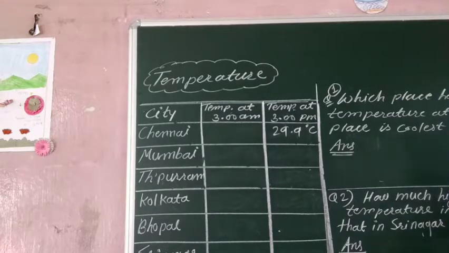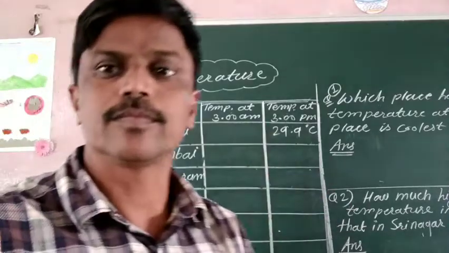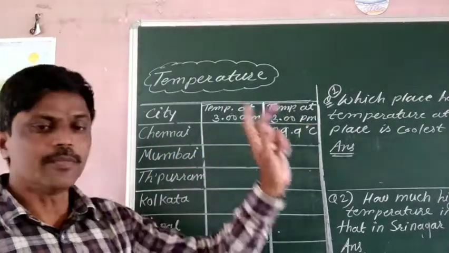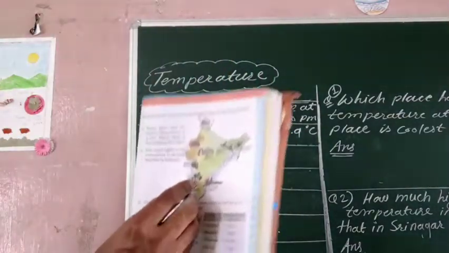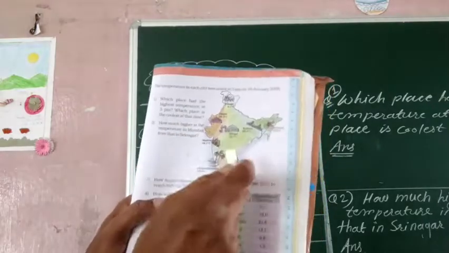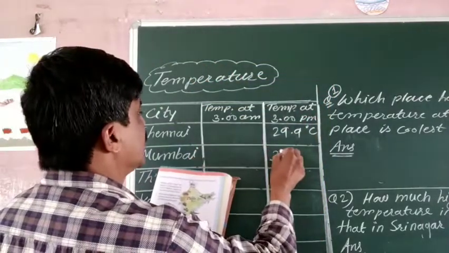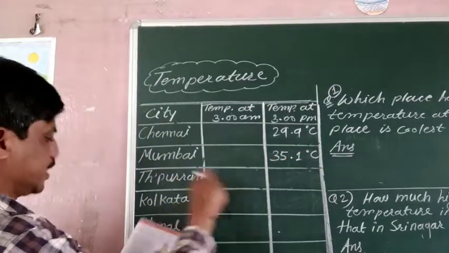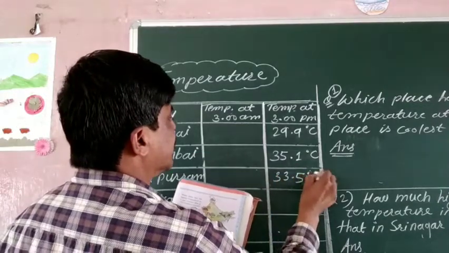So see, it is the temperature of Chennai which was noted, 29.9. It is the temperature of Chennai at 3 PM, 29.9. Like that, Mumbai, see, you can notice the temperature of all these cities from here only, which was noted at 3 PM. So Mumbai, it is 30.1 degrees Celsius. Then see, next city is Thiruvananthapuram. It is 33.5 degrees Celsius.